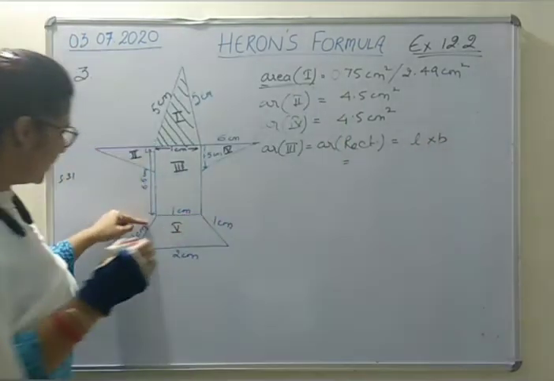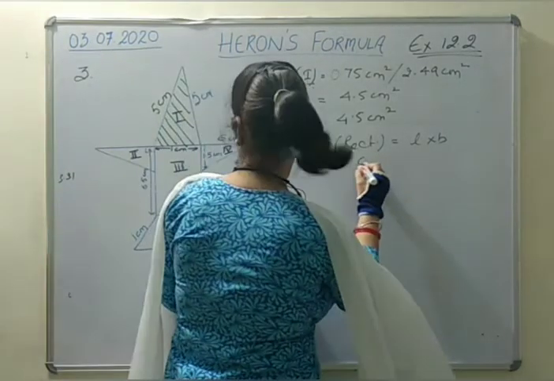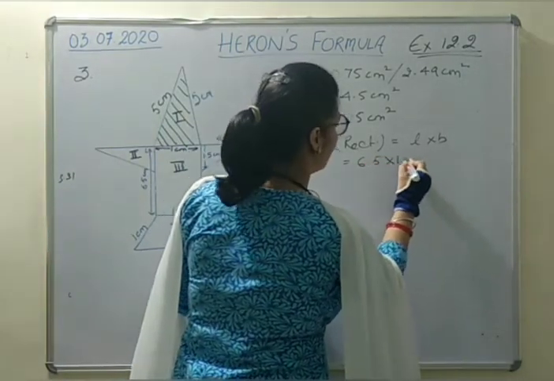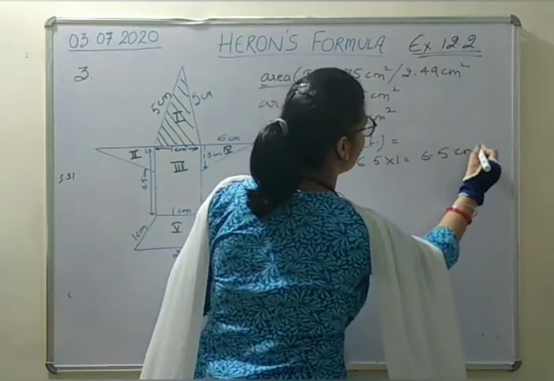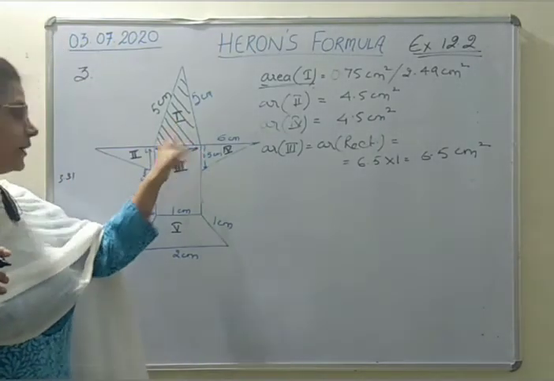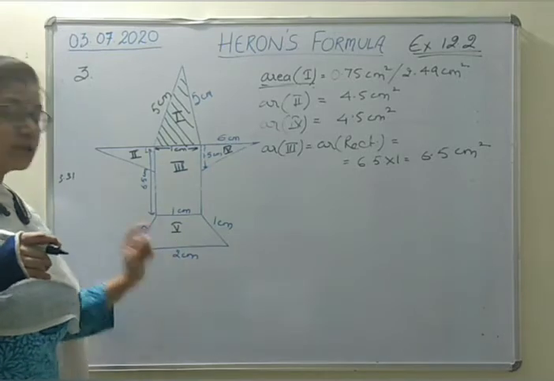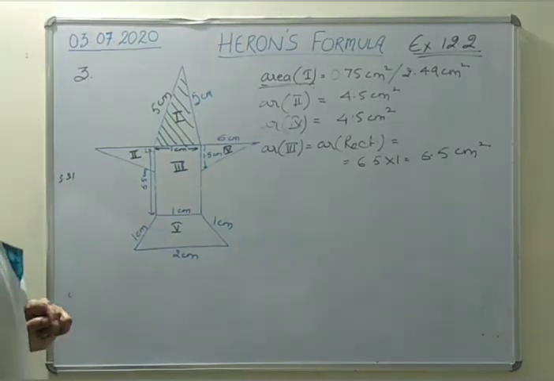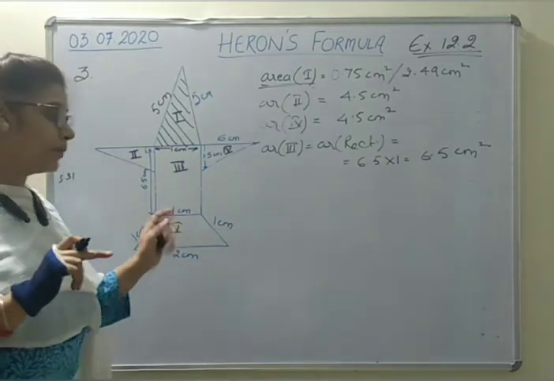So what is the length here? 6.5 into 1. So how much are we getting? 6.5 centimeter square. Thus we have calculated area 1, area 2, area 3, area 4. Now our last portion is the fifth. Now we have to calculate the area of the fifth portion.